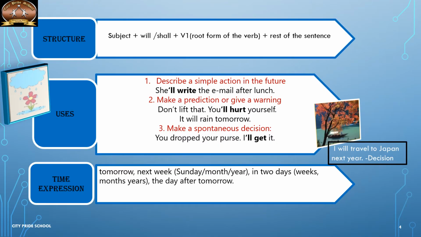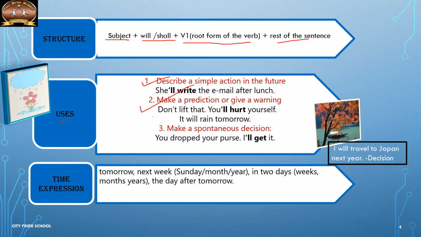The structure of a simple future sentence will be subject plus will or shall, depending on the subject, plus V1, that is the root form of the verb, plus the rest of the sentence. Then uses, when do we use it? Very, very simple. To describe a simple action in the future: she'll write the email after lunch. Second is to make a prediction or give a warning. When you are talking about the future, it is of course taken as a prediction.